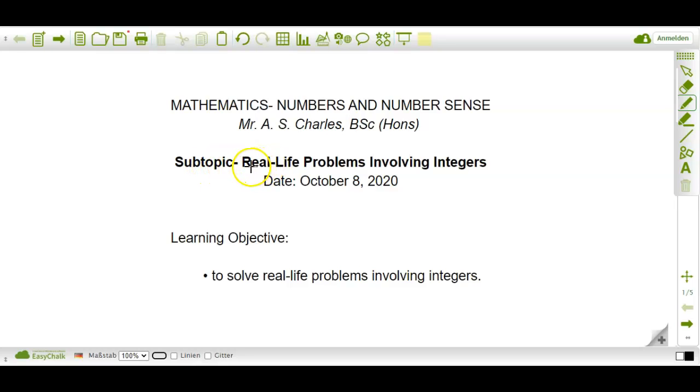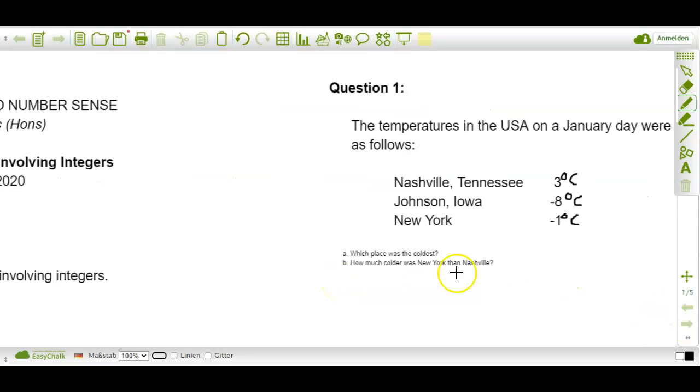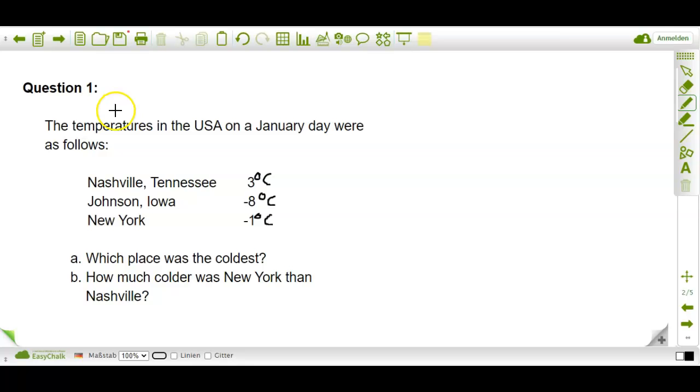Specifically, we will be looking at real-life problems involving integers. Our learning objective today is to solve real-life problems involving integers. Okay, we have our first question. We're going to look at three questions today.